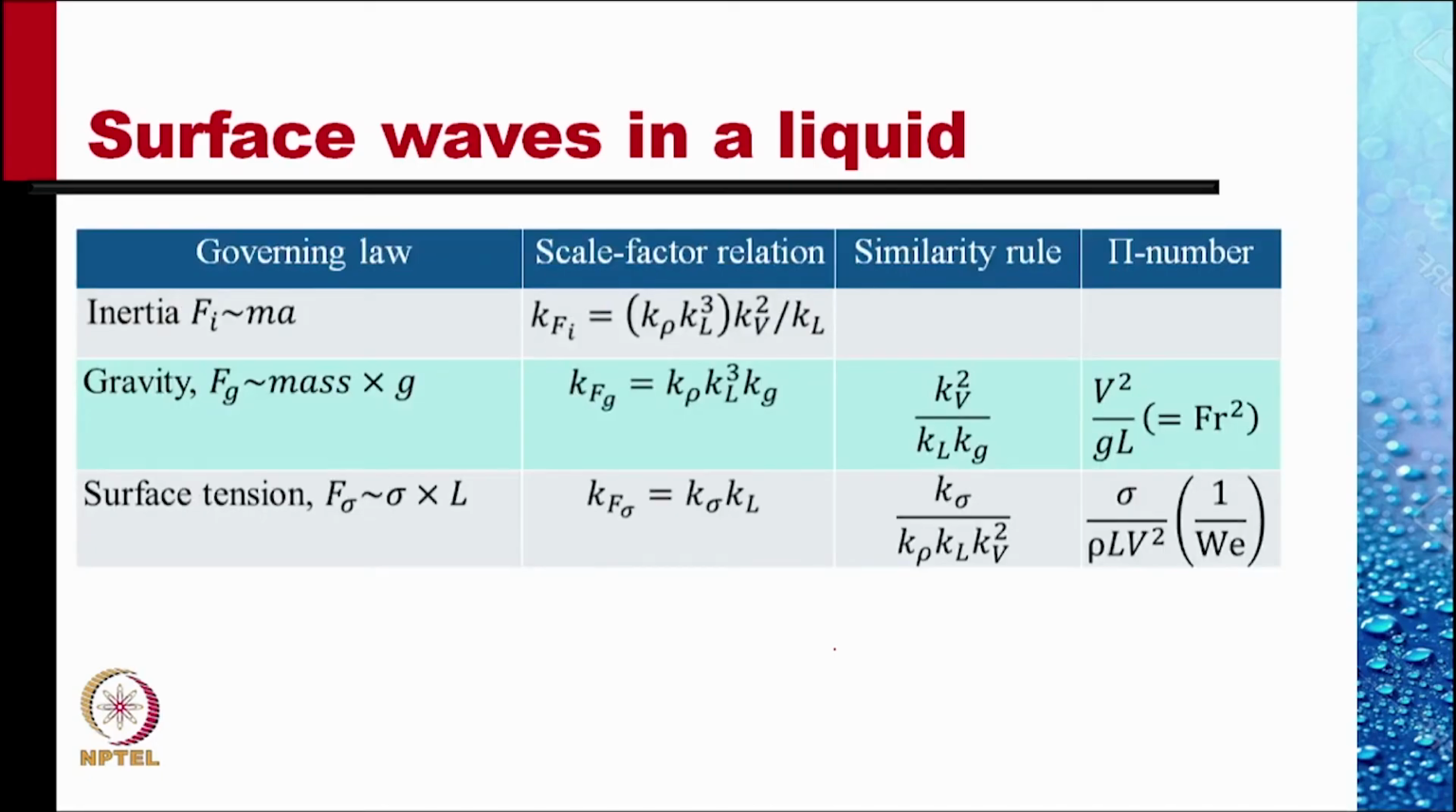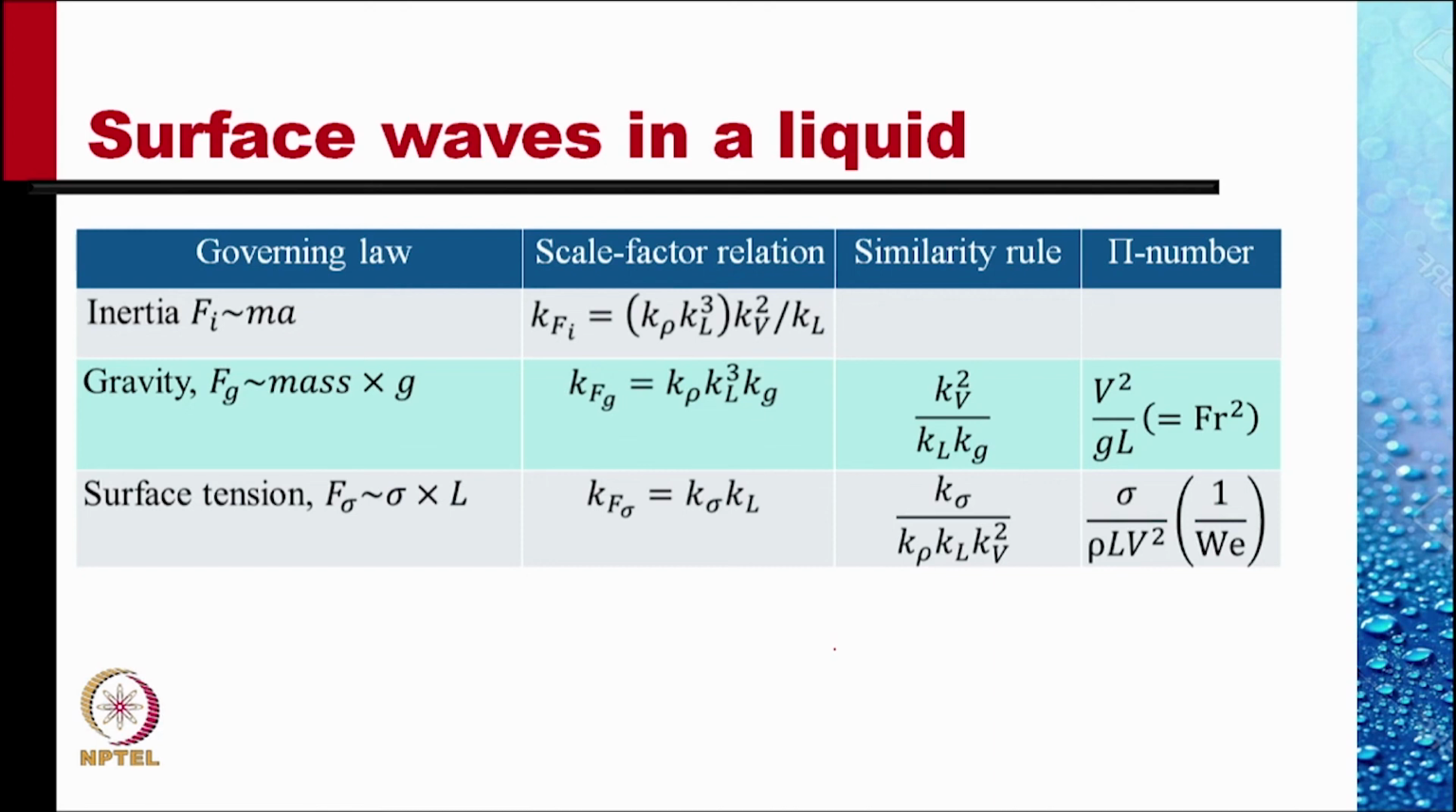And we convert these forces into pi numbers. 3 forces, so we get 2 pi numbers as the ratios. Using the same process that we followed earlier, we write the scale factor for inertial forces. We write the scale factor for gravity forces, mass times g. So Kf for gravity would be K rho KL cubed for mass and Kg. For surface tension, which is like sigma times L, Kf surface tension would be K sigma times KL.